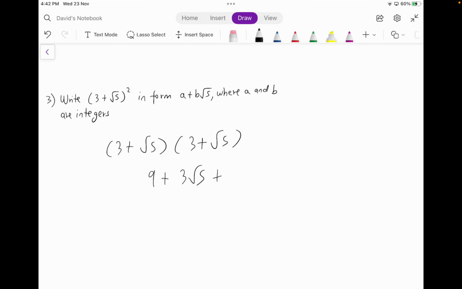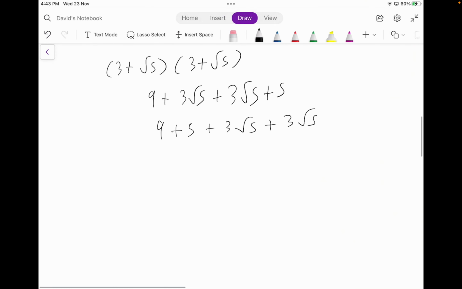By the way, this is very important that you guys understand how to expand the brackets. 3 square root 5. Square root 5 times square root 5 automatically becomes a positive 5 since we know the rules. Now we're going to rearrange the like terms together. So you're going to get 9 plus 5 plus 3 square root 5 plus 3 square root 5.